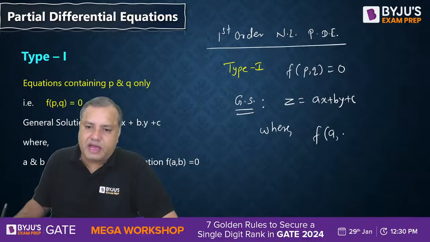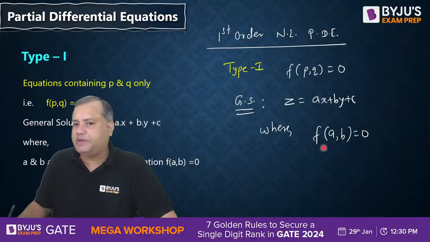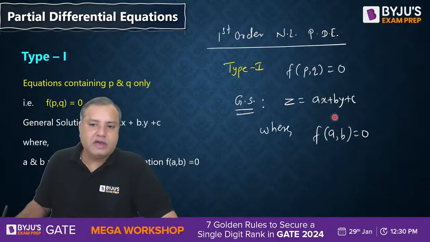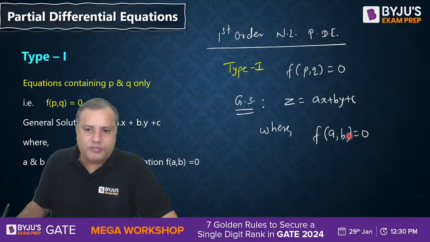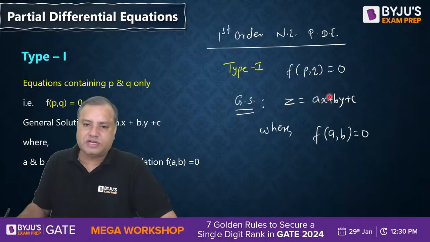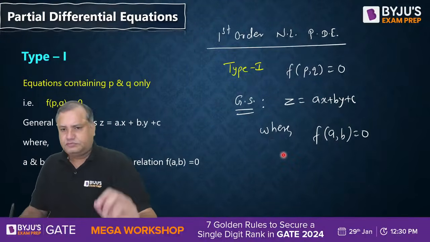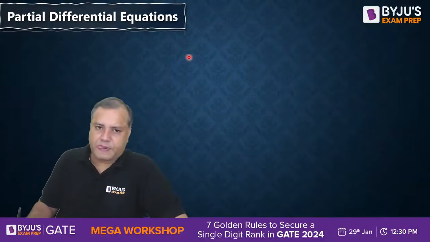Replace P by A, replace Q by B. You will get one more relation, but this time in terms of A and B. So this relation is relating arbitrary constants A and B. You can find B in terms of A or A in terms of B and replace any one arbitrary constant here in the general solution. Okay?